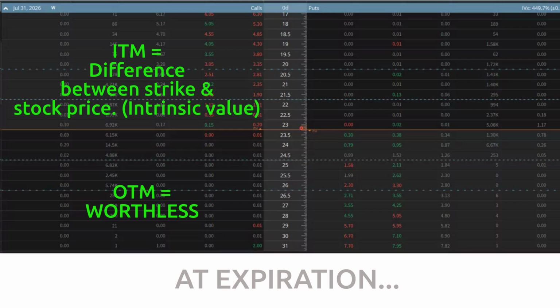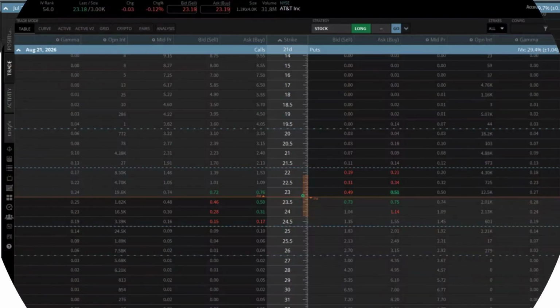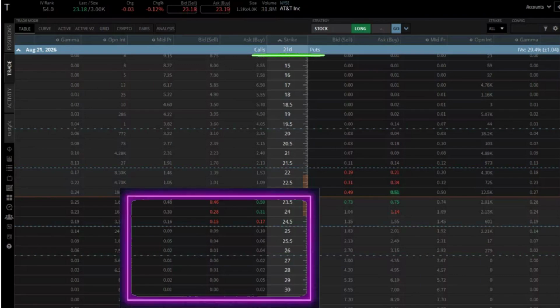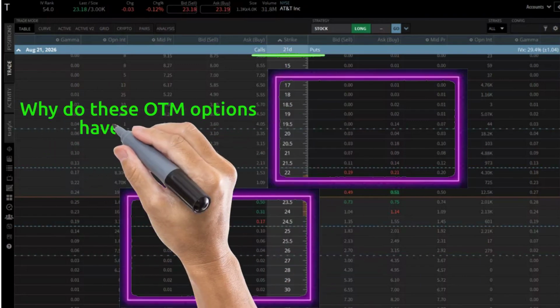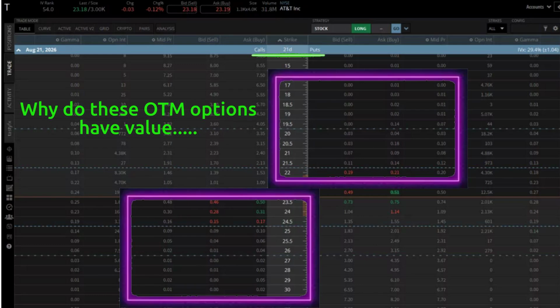But let's look at some options that are not yet about to expire. You can see on this chain for AT&T with 21 days left that even the out-of-the-money options still have value. So if all out-of-the-money options will be worthless at the expiration date, then why do they have value now? This leads us into our next point, which is time to expiration.